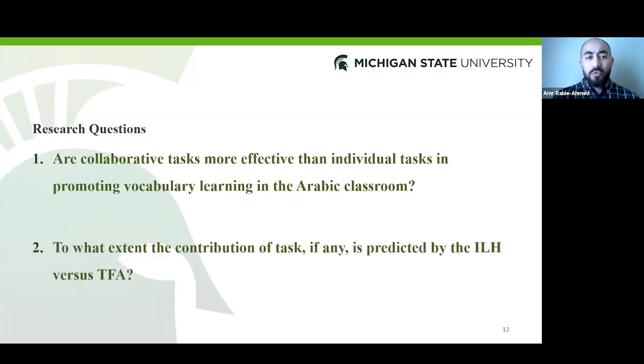So we have two research questions. First, are collaborative tasks more effective than individual tasks in promoting vocabulary learning in the Arabic classroom? And the second research question, to what extent is this contribution of tasks, if there is any, predicted by the ILH versus the TFA?